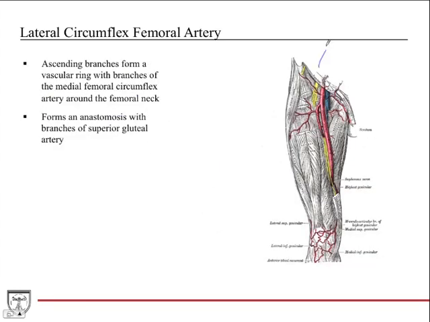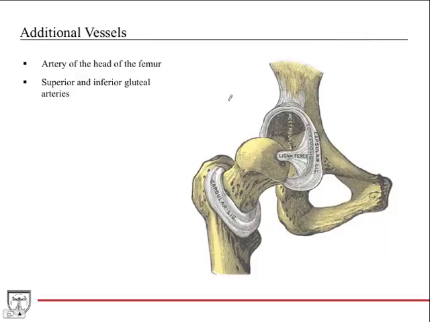We'll give you another nice anterior view here. So here's the lateral actually coming off the profunda femoris artery here, and then it branches into some ascending and descending branches. The ascending branches form a vascular ring with branches of the medial femoral circumflex artery, so that's that ring of anastomosis or arterial ring around the base of the femoral neck, and then it also forms anastomoses with the branches of the superior gluteal artery as well. Some additional vessels, the artery of the head of the femur, we talked about this, goes through that ligamentum teres, and then you have superior and inferior gluteal arteries, which we've talked about.